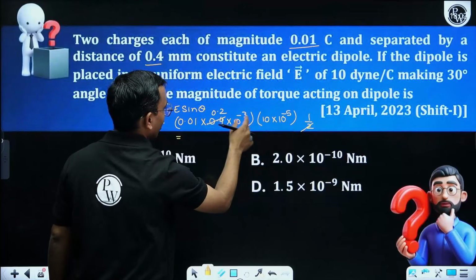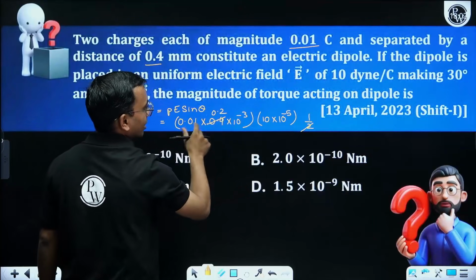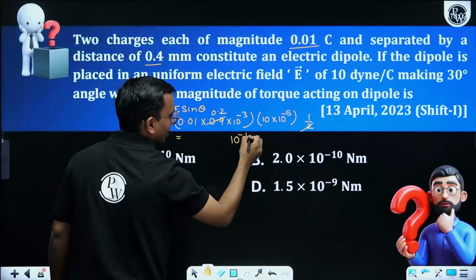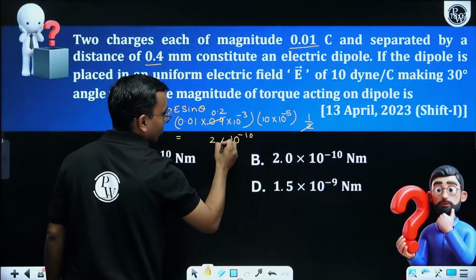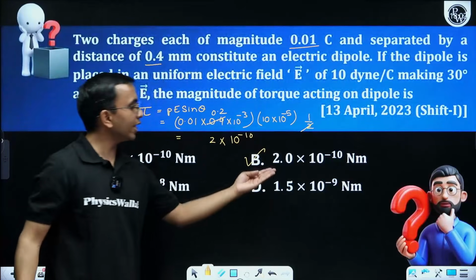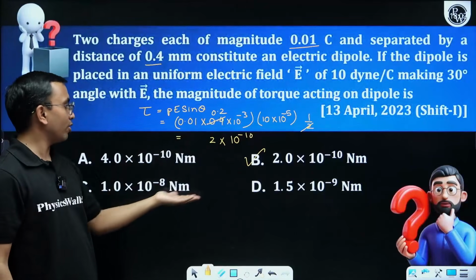This is 4 and this is 3 and 3, 6. So 10 to the power 6 plus 4, 10. So minus 10 it is becoming. So 2 into 10 to the power minus 10. Only one option, B, because here you see only one option is having 2.